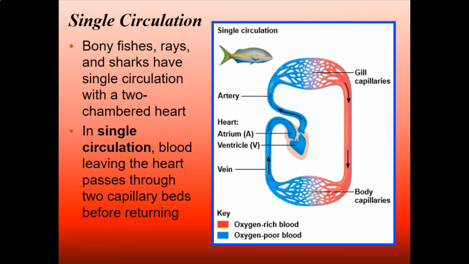So you could have a single circulation circuit, like bony fishes, rays, and sharks, which have a single circulation with a 2-chambered heart. Basically, as you can see there, the heart pumps out the blood to the gills. That's where the oxygen and carbon dioxide exchange happens, and it just keeps on moving right to the body cells, to the capillaries. So that's how all the cells get their oxygen, in that single circuit.